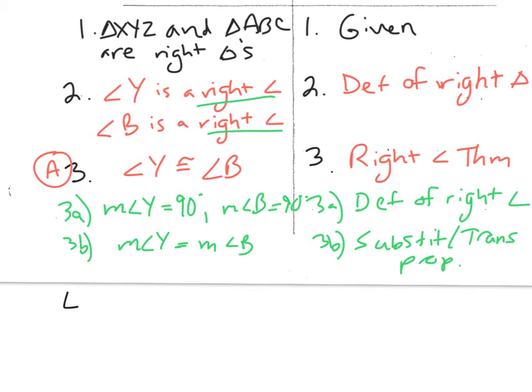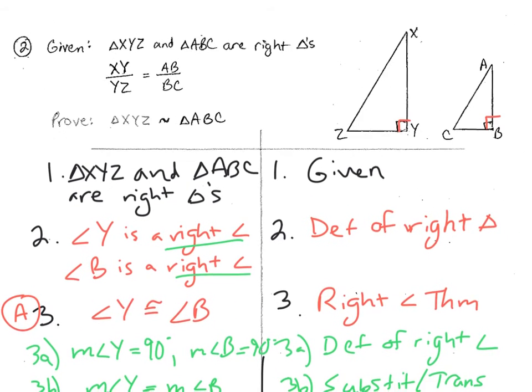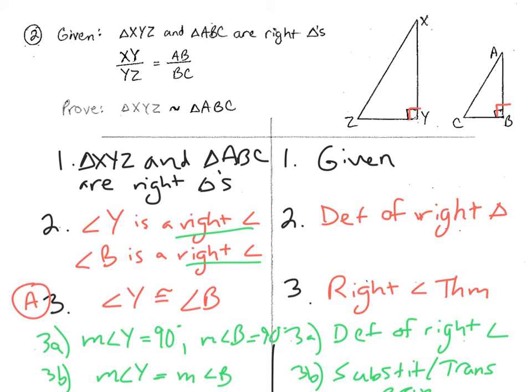Moving on, I've got one pair of angles congruent, and the next thing I'm going to do is look and see if I have any other angles congruent in this problem. So looking back at my picture, the angles aren't connected. I don't have vertical angles. I don't have parallel lines. So I'm out of luck. I've only got one pair of angles congruent.